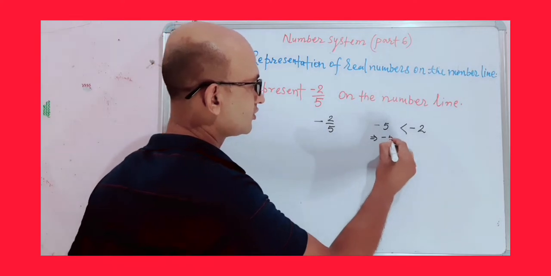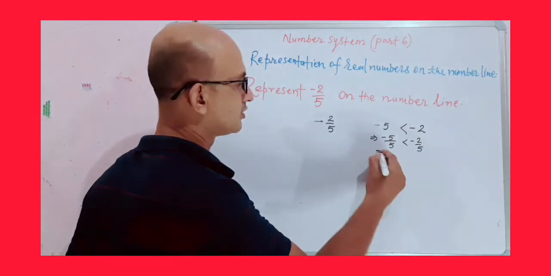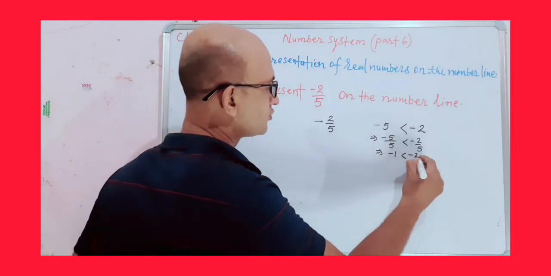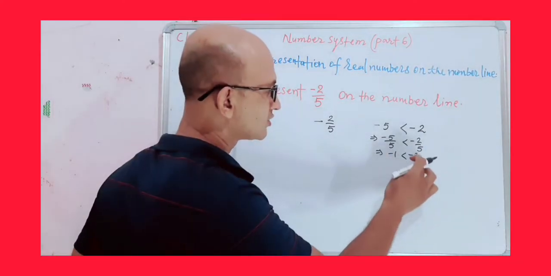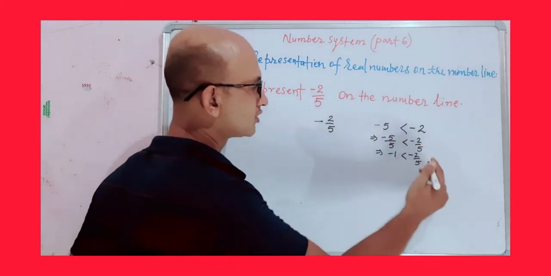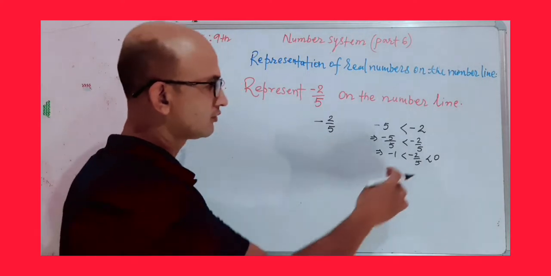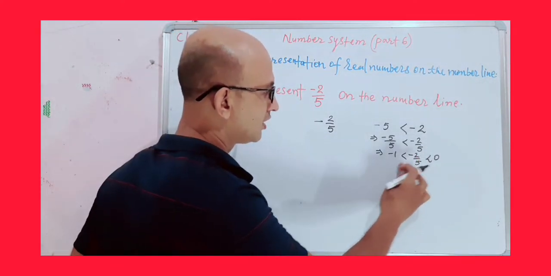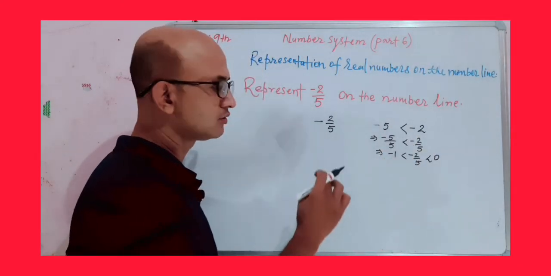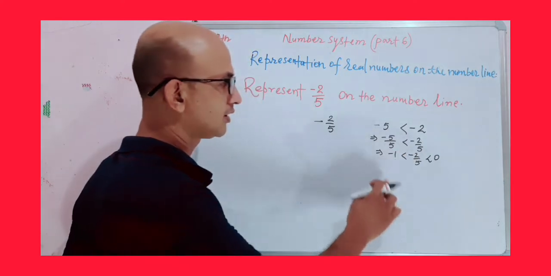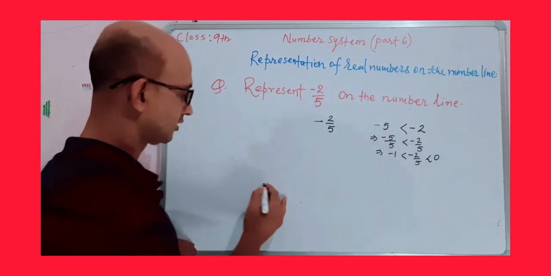Therefore, we can say that on dividing this 2 by 5, we find that minus 2 by 5 is greater than minus 1. And since minus 2 by 5 is greater than minus 1, of course, it will be smaller than 0. Therefore, we can say that minus 2 by 5 lies between two integers 0 and minus 1. Therefore, to represent minus 2 by 5 on the number line, first we will represent 0 and minus 1 on the number line. Let us do it.